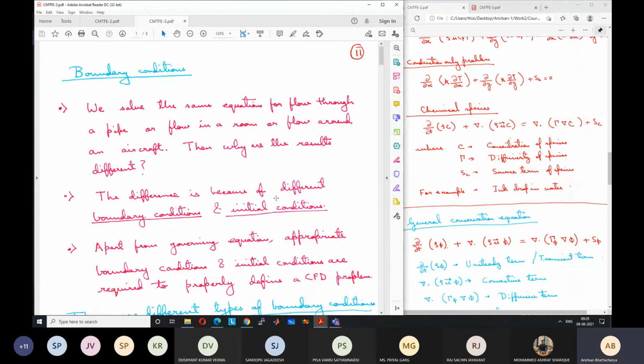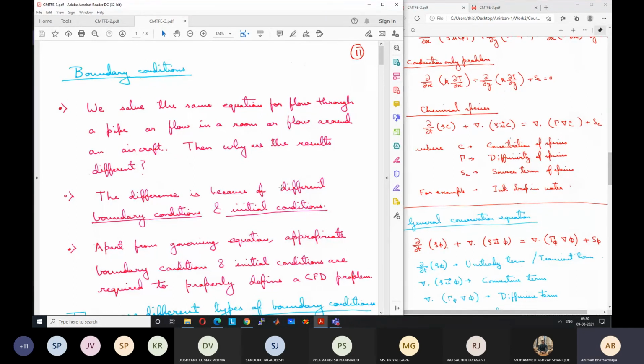So what are boundary conditions and initial conditions? For any equation you want to solve, you need to provide additional information. If there are spatial derivatives like del X, del Y, corresponding to those derivatives we need to provide spatial conditions, like conditions at the edge of the control volume, at the boundary of the control volume.